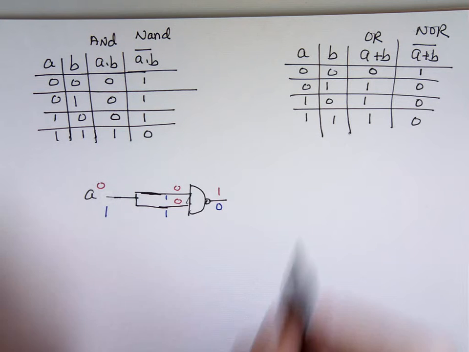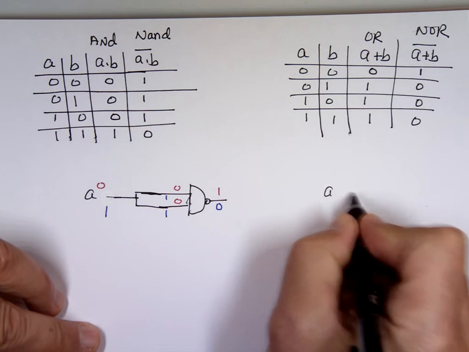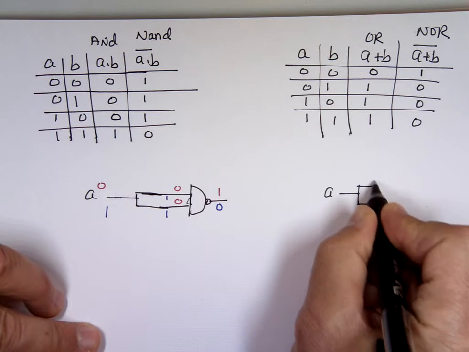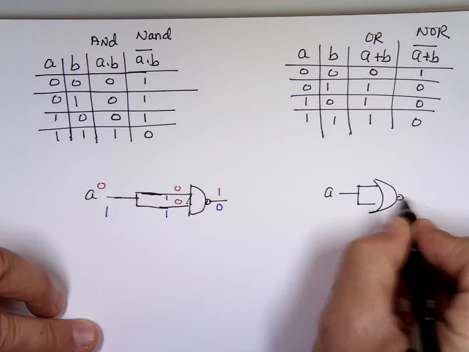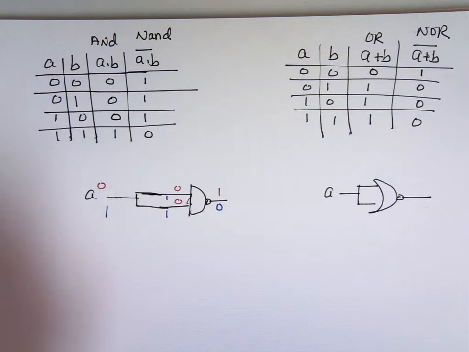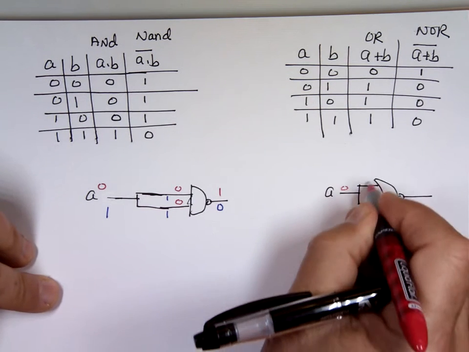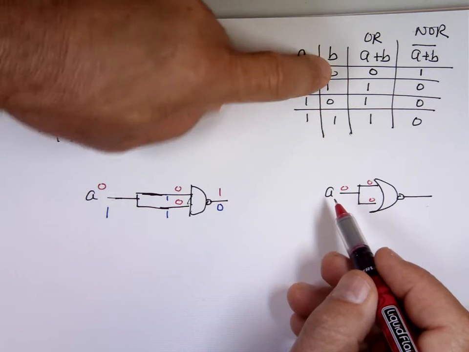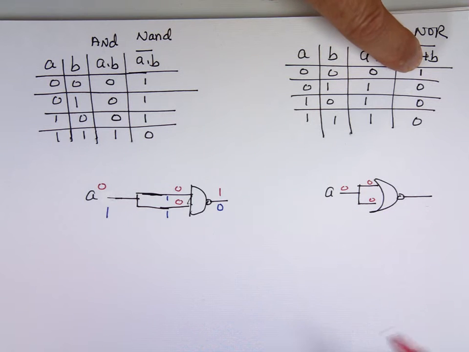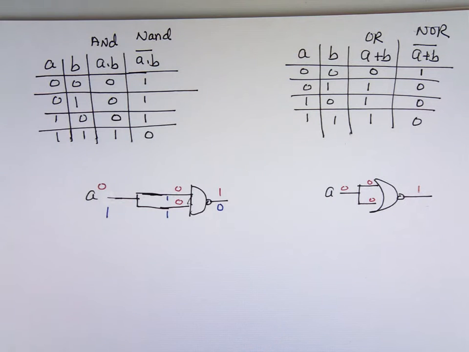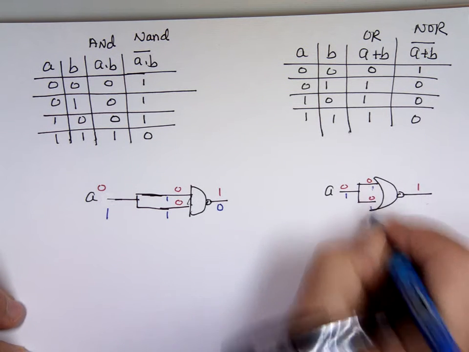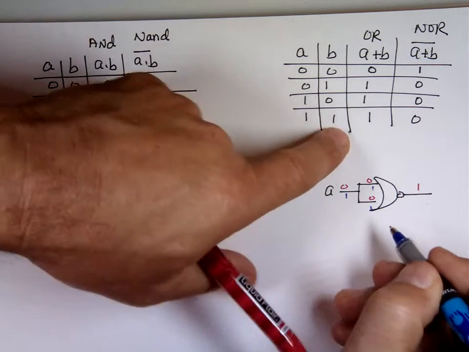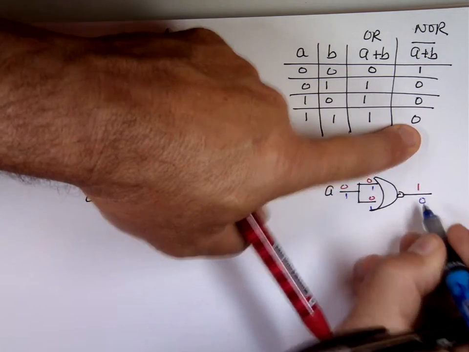I can do the same thing with the NOR gate. Let's watch the NOR gate. If I put a 0, that means I got a 0 here, I got a 0 here. What is 0 NOR 0? That gives you 1. And when you put a 1 here, that means there's a 1, there's a 1. What's 1 NOR 1? 0. That's also equivalent to a NOT gate.